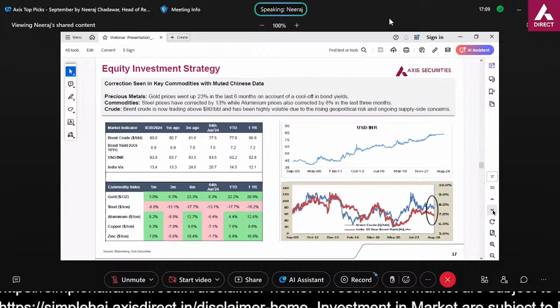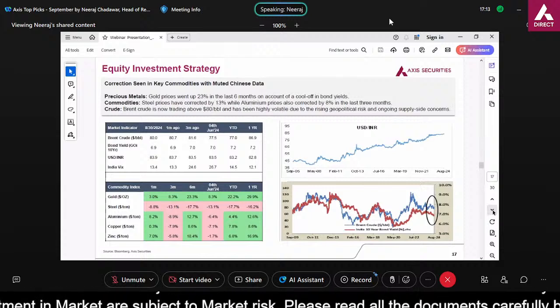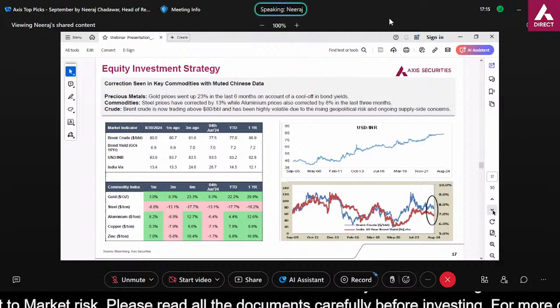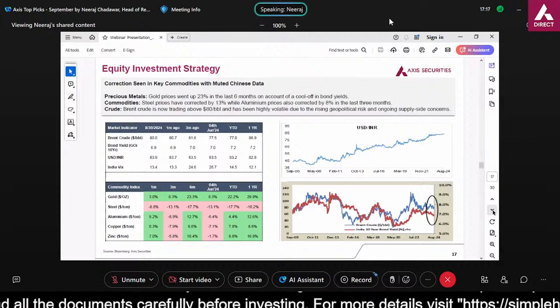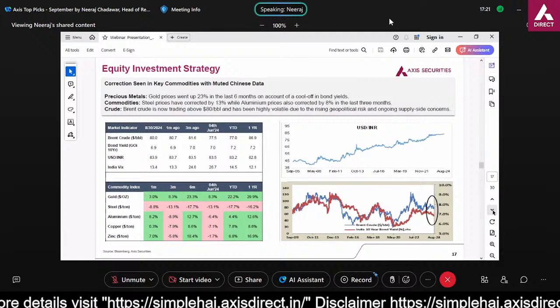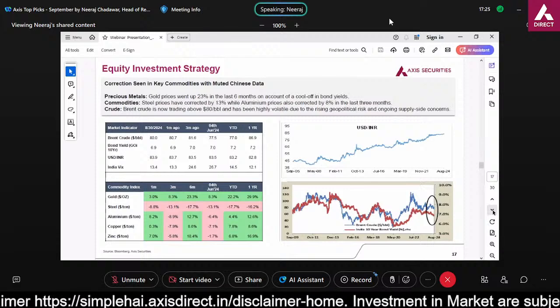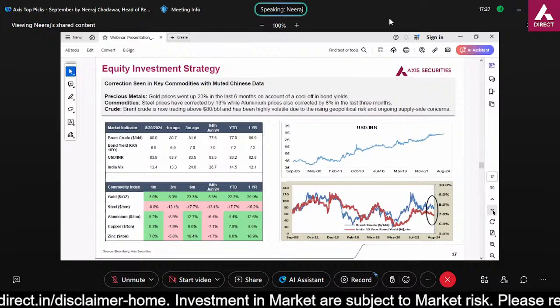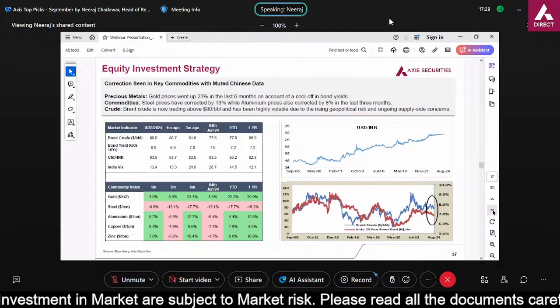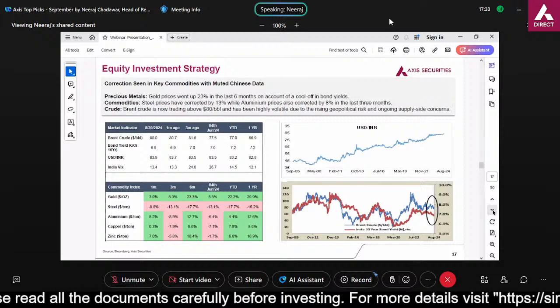But right now the commodity prices are in a corrective mode. Brent crude is trading around $80 per barrel. In the last couple of days it went down to around $73 to $74 per barrel. So any further weakness in crude will be positive for the Indian equity market.